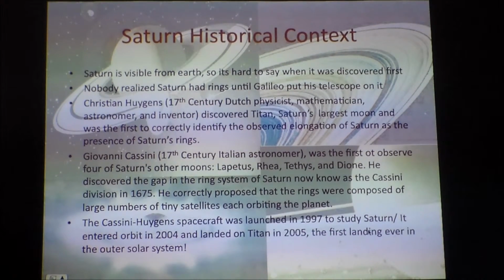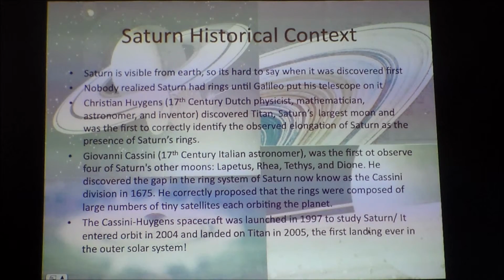Nobody realized Saturn had rings until Galileo put his telescope on it. Christian Huygens, a 17th century Dutch physicist, mathematician, astronomer, and inventor, discovered Titan, Saturn's largest moon, and was the first to correctly identify the observed elongation of Saturn as the presence of Saturn's rings.